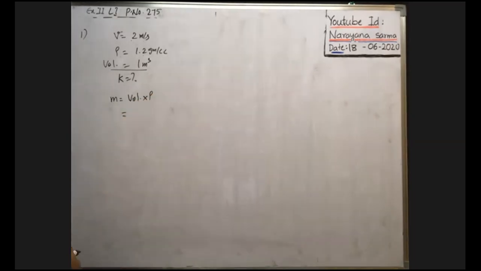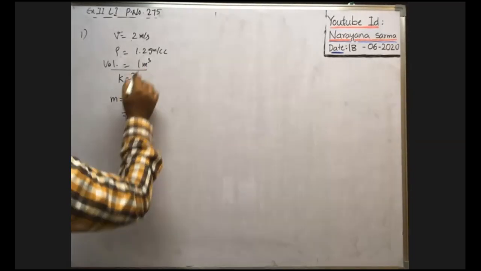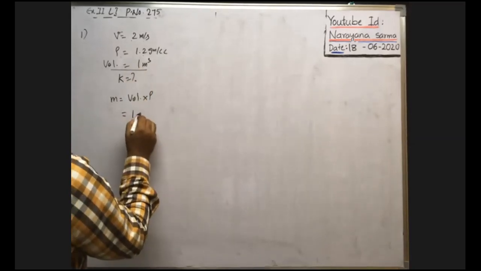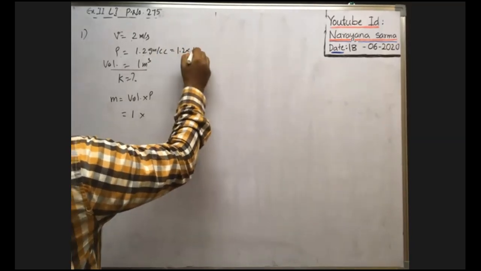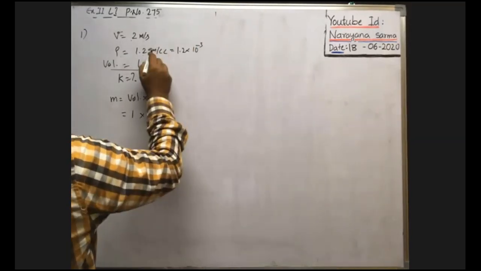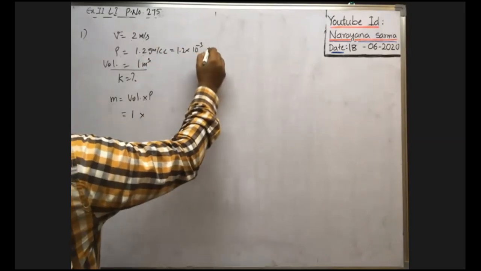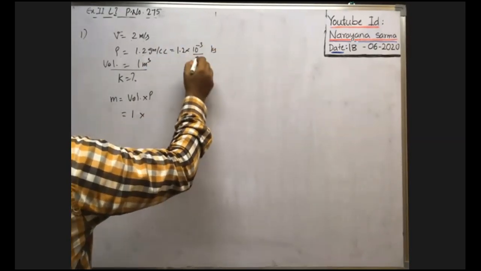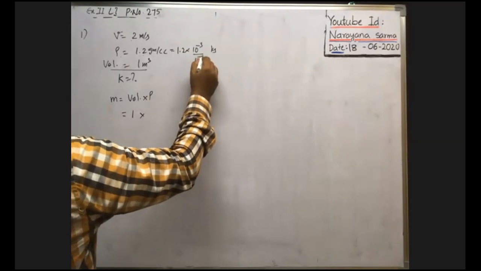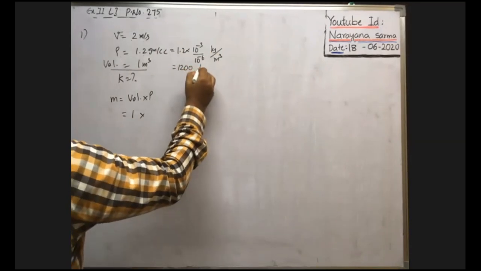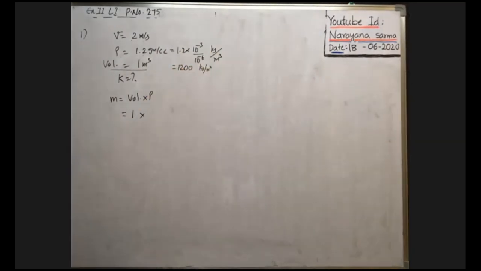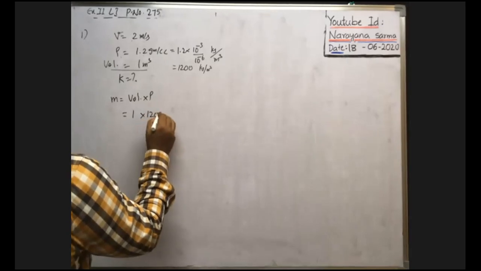So while substituting the data, you check the units. Volume is given in SI system only. That's why 1 into density. 1.2 gram per cc is given. 1 gram is equal to 10 to the power of minus 3 kilogram. cc means centimeter cube, that means 10 to the power of minus 6 meter cube. So kilogram per meter cube, that is equal to 1200. That means to convert the gram per cc into kilogram per meter cube, we have to multiply with 1000. That's why 1200 kg. It is the mass.